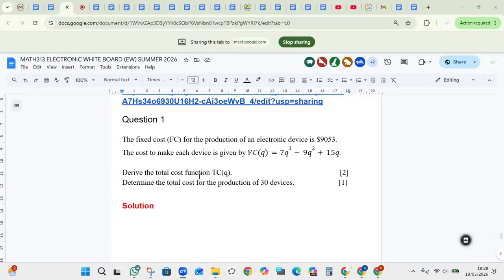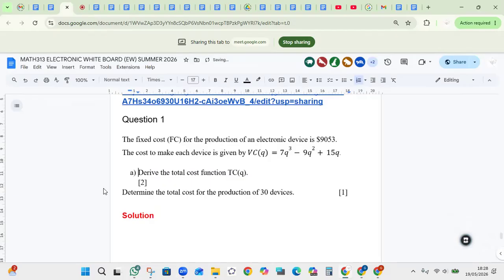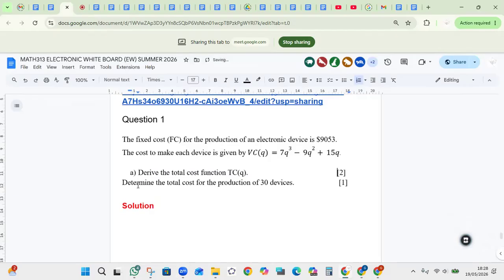Derive the total cost function. That's part A. And part B now says to determine the total cost for the production of 30 devices. So we need to know what is total cost function.